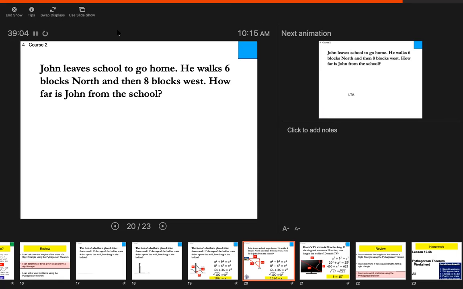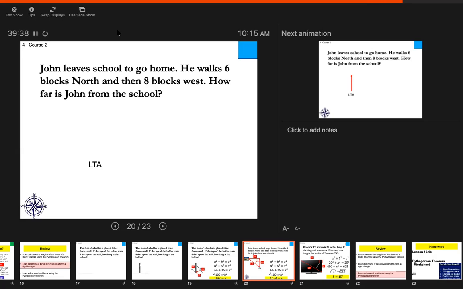It says John leaves school to go home. Draw a picture. Where is he coming from? Well, there's my school, LTA. He's going home. He walks 6 blocks north. Which way is north? Okay. There is your compass rose. It doesn't look like a rose. Okay. North, south, east, west. Never eat soggy waffles. Clock. Start at the 12 o'clock, go around clockwise. Never eat soggy waffles. So if you walk north, you're going in the upward direction.